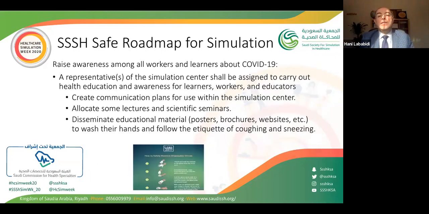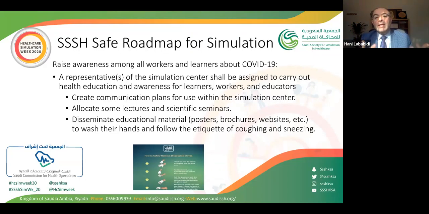So the safe roadmap for simulation: we recommend raising awareness among all workers and learners about COVID. And we recommend having a representative of the simulation, one person or a group of people depending on the size of the simulation center, assigned to carry out education about COVID to learners, workers, and educators. We need a communication plan: lectures, seminars, webinars, posters, brochures, websites about hand washing, etiquette of coughing and sneezing, how to protect yourself, how to protect your colleagues.